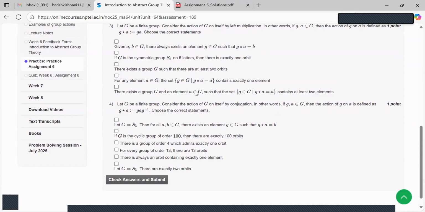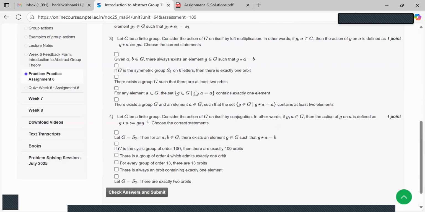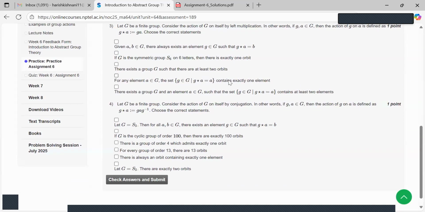I don't know why they give the same question in the practice assignment and assignment, right? It's exactly the same. This fourth one is different, right? Here they are asking about the size of the stabilizer. For any element A, the set of G belonging to the group where G star A is equal to A contains exactly one element. So is the size of the stabilizer one for every element?